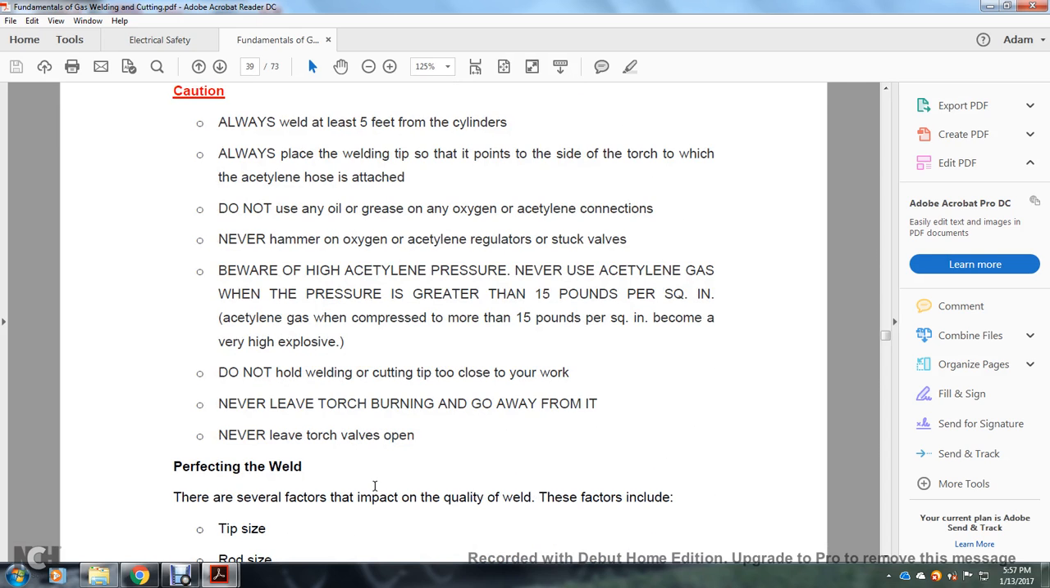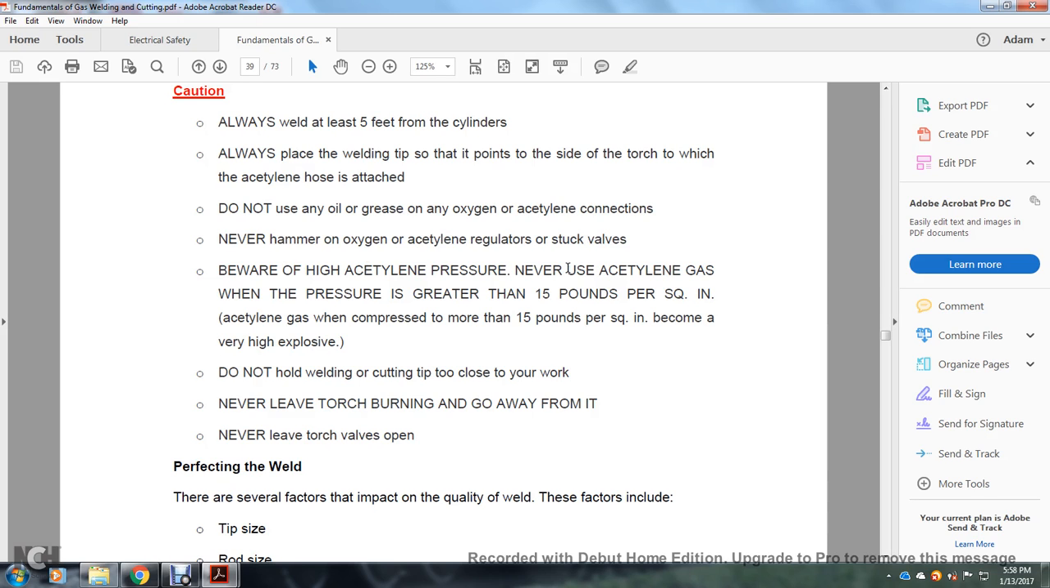Always weld at least 5 feet from the cylinders. Always place the welding tip so that it points to the side of the torch to which the acetylene hose is attached. Do not use any oil or grease on oxygen or acetylene connections. Never hammer oxygen or acetylene regulators or stuck valves.